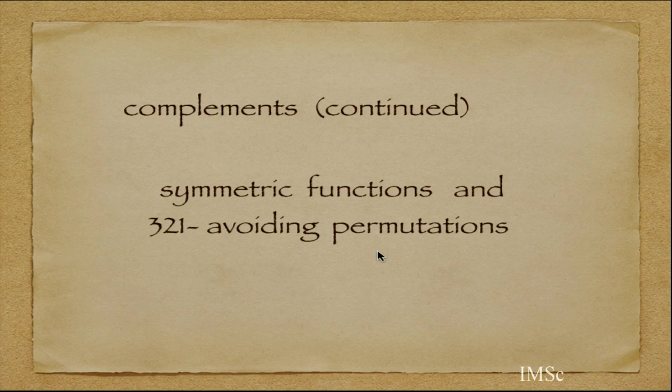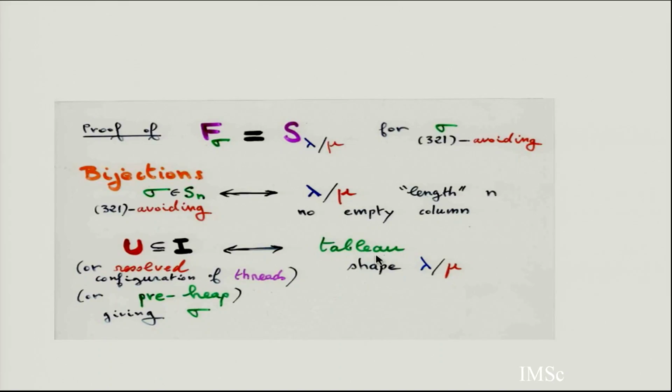So now I continue the complement. What is the relationship with what we have done today? The relationship between symmetric functions and 3-2-1 avoiding permutations. So, proposition: if sigma is a 3-2-1 avoiding permutation, as we have seen here, it's a basis of the Temperley-Lieb algebra, then the symmetric function related to the permutation is exactly the symmetric function related to the skew Ferrers diagram. And S of the skew Ferrers diagram is the Schur function.